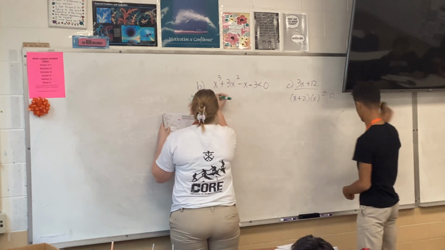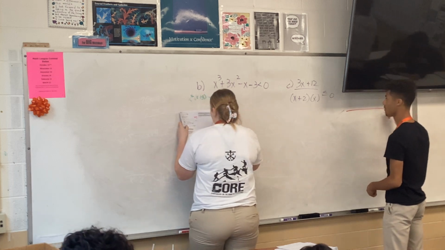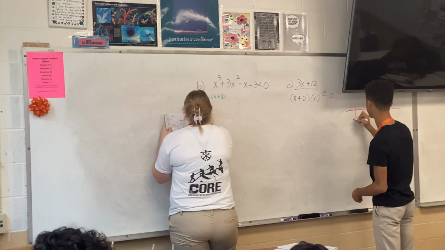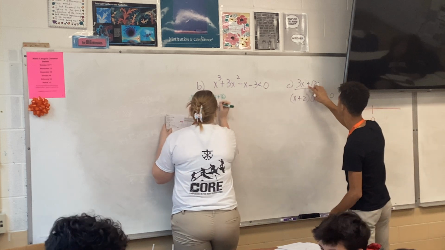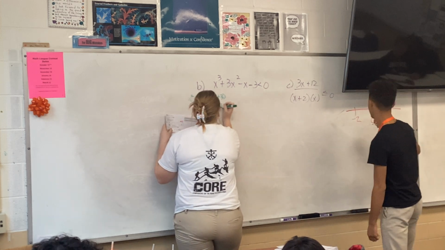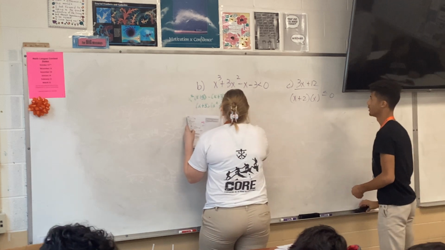Well, 0 would be in between these two numbers. So you plug 0 into your problem. If it turns out negative, less than 0, you shade where the 0 is. If it doesn't turn out negative, then you don't shade that section. Negative.